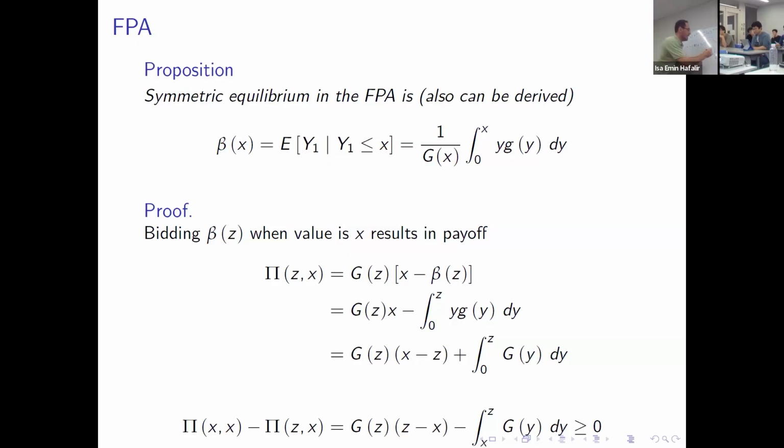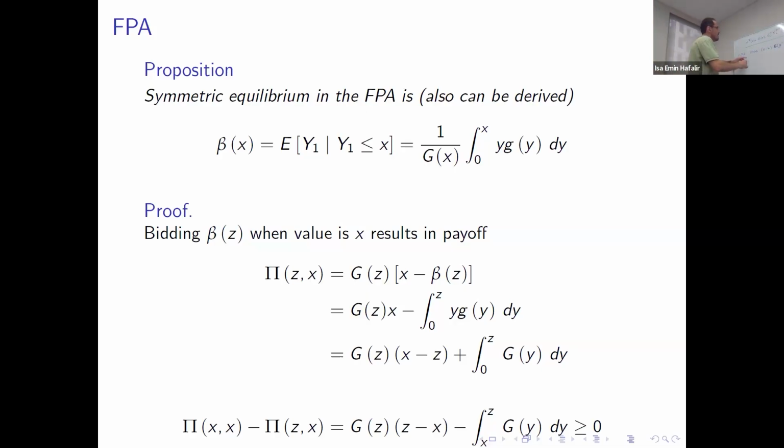When do I win? I win when all of the other bidders have values smaller than beta inverse of b. Is that correct? Because this is a monotone strategy and this is a symmetric strategy. Therefore, the probability that all of my opponents have values smaller than beta inverse of b is G of beta inverse of b. All right. Is this clear?